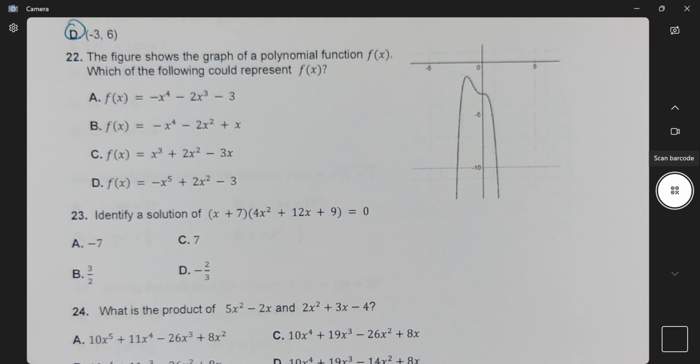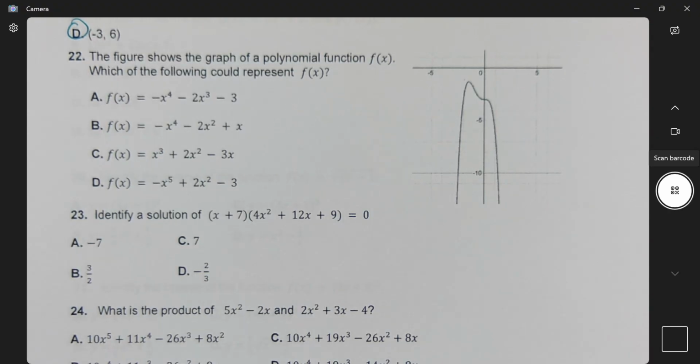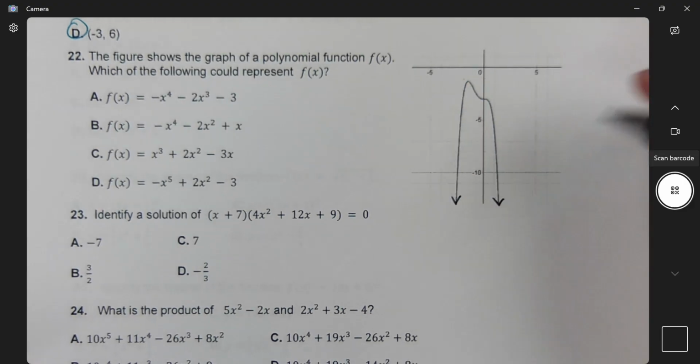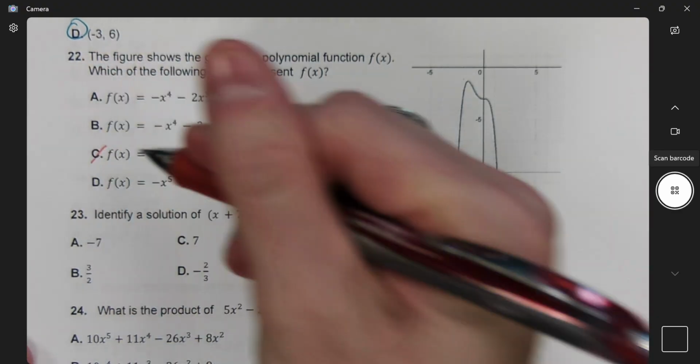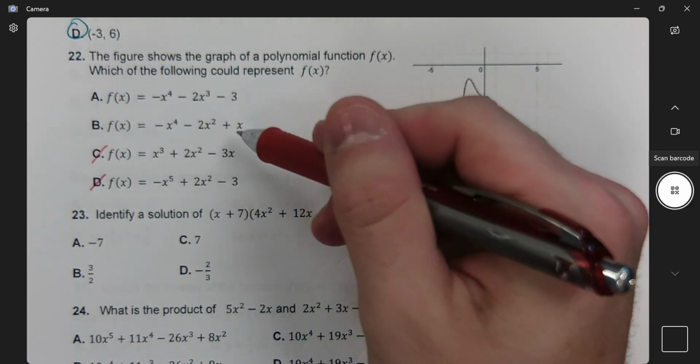24, the figure shows the graph of a polynomial f of x. Which of the following could represent f of x? So you could just type all of them on Desmos until one of them matches, or you could use a little bit of intelligence, all right? Now, what do I mean by that? Here's what I mean. I see that both of my endings point the same direction. If they point the same direction, that means the degree of the polynomial has to be even. So it cannot be a cubic, and it cannot be a fifth degree polynomial. It's either this one or this one.